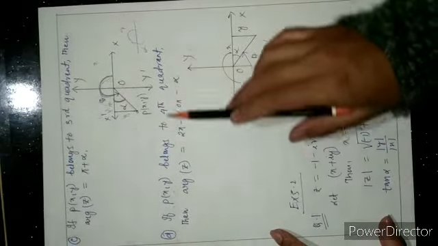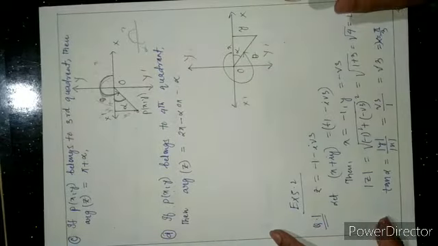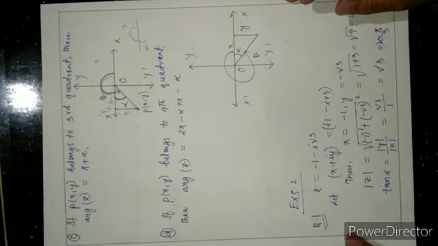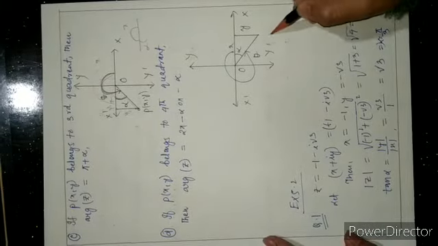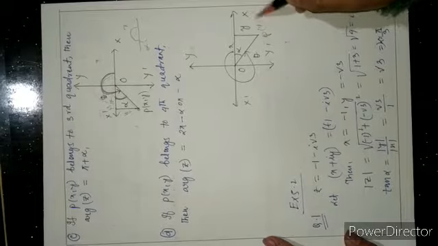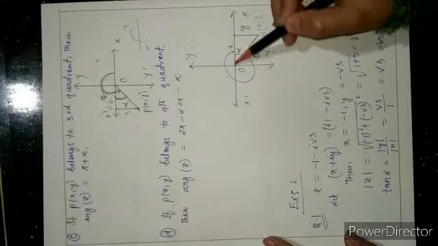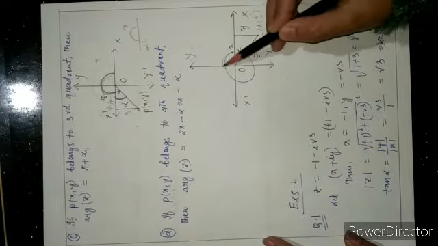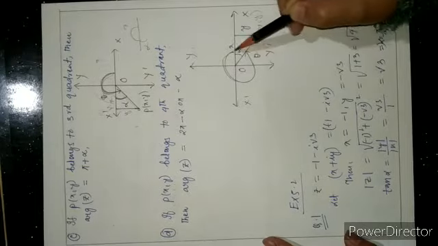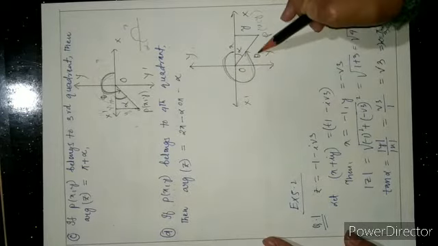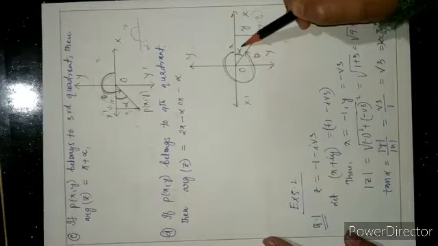Number D, if the point P belongs to the fourth quadrant. The point P has coordinates x and y. This angle represents theta and this angle represents alpha.